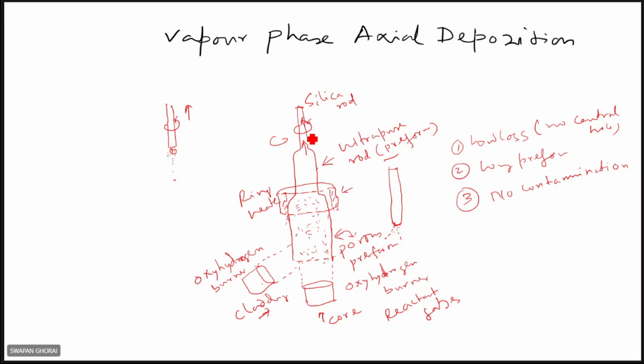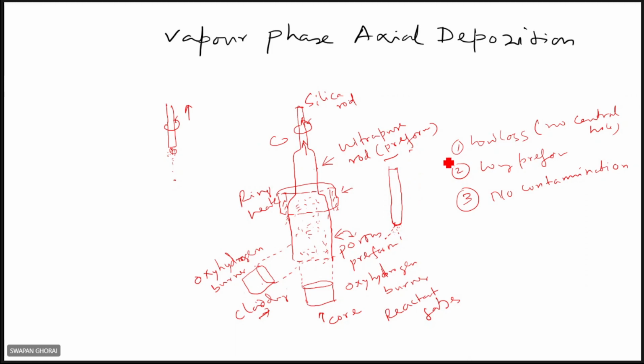So initially the glass rod is here, and at the end of it, gases are injected for cladding and for core through these burners. And after certain depositions, at the same time, when the core deposition is being made, the rod is circularly rotated as well as moving upwards, so that you can have a certain length of ultra pure rod, which is called the preform.